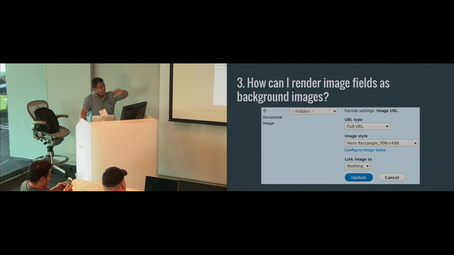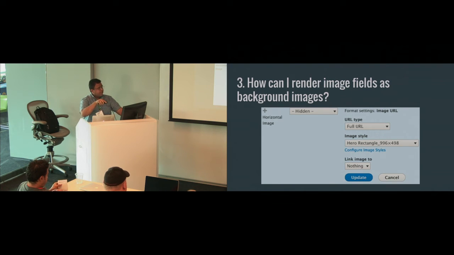Before explaining anything else, why do we need this module? Out of the box, when we ask Drupal to render an image, it will render the image tag: the source, the title, the alt text. If we are trying to print this image as a background, we only need the URL. We don't need the extra markup around it. So that is what the image URL formatter module does. It just gives me the URL.